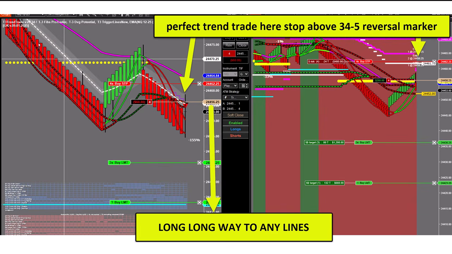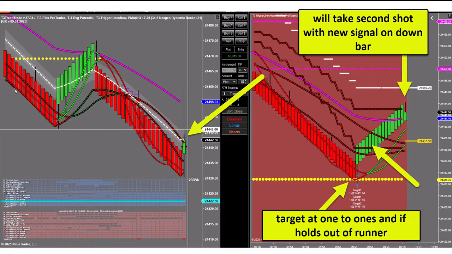This is a system trade. Again, I think a very perfect trend trade, one-to-ones right at the edge of triggers. I love this look. Ultimately, it did go all the way down to one-to-ones, so it made a ton of money.